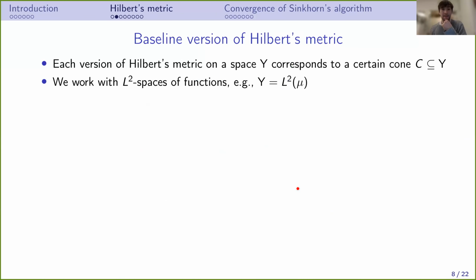Okay, so let's now talk about what Hilbert's metric really is. Again, broadly speaking, Hilbert's metric is a family of different distances, and each version of Hilbert's metric on some space Y corresponds to a certain cone in this space Y. For us, spaces of functions are of interest. For instance, we work with L2 spaces for each of our marginals. So for instance, Y could be the L2 space under mu.